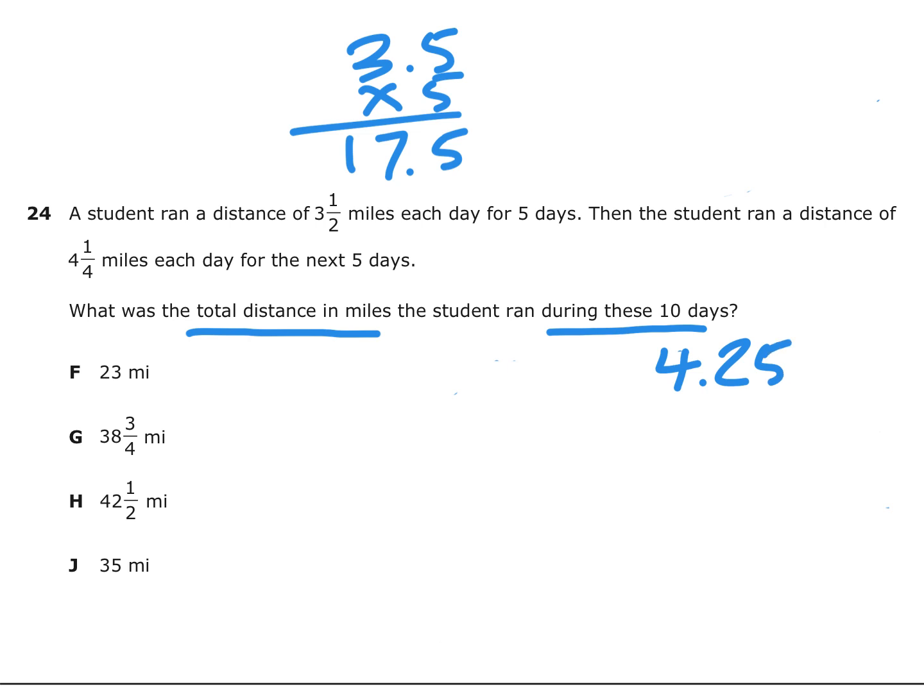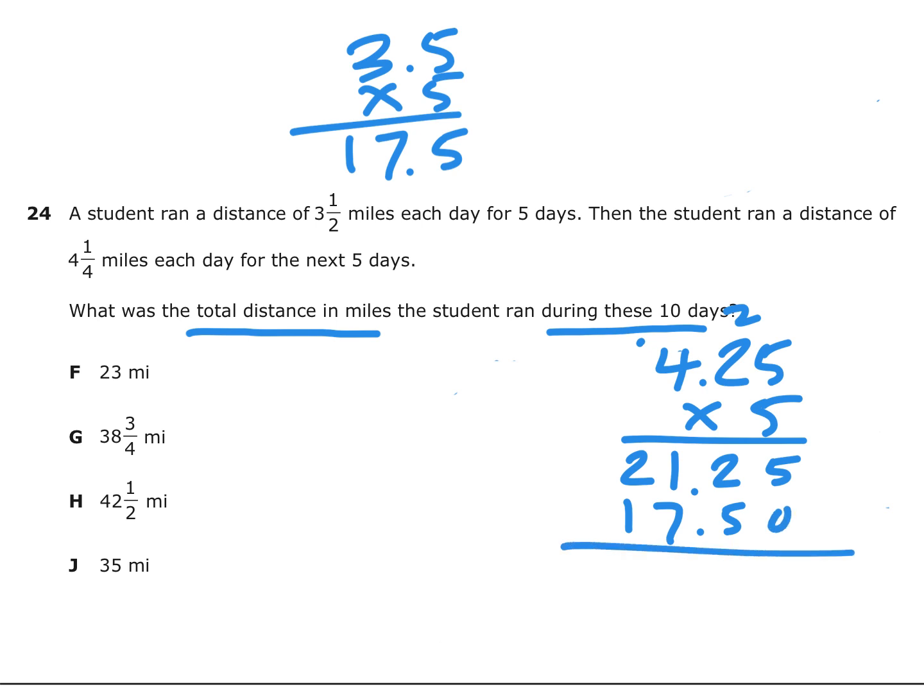And then the 4 and 1/4, that's 4.25. 0.25 is 1/4. And multiply that by 5. You're going to have 5 times 5 is 25, carry a 2. 5 times 2 is 10, plus 2 is 12, carry a 1. 5 times 4 is 20, plus the 1 is 21. So that's 21.25. And I'm going to add the 17.5. So I now have 5, 7, 8, 3. So 38.75 is the same thing as 38 and 3/4, since 3/4 is 0.75.